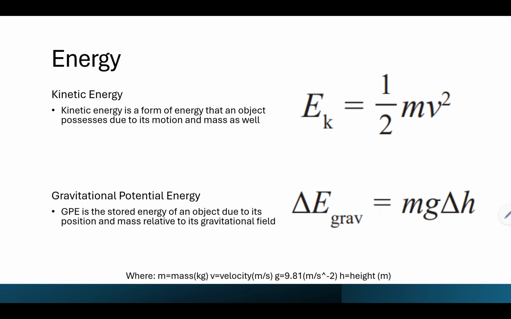Gravitational potential energy is the other type of energy we were going to be looking at, and it is the stored energy of an object due to its position and mass relative to its gravitational field. And the formula for it will be E equals mgh, where m equals mass, g equals 9.81, acceleration due to gravity, and h equals height.